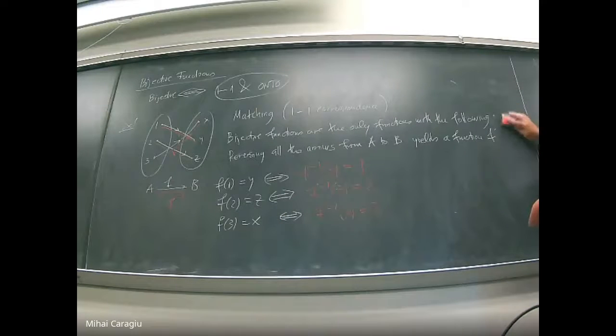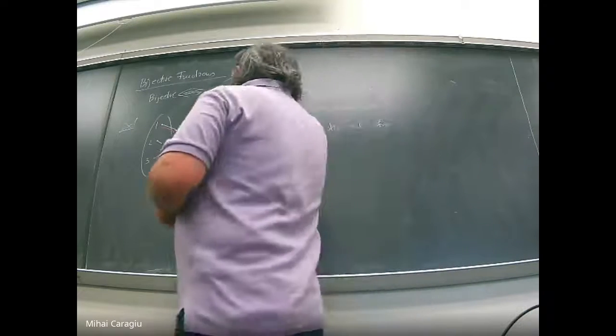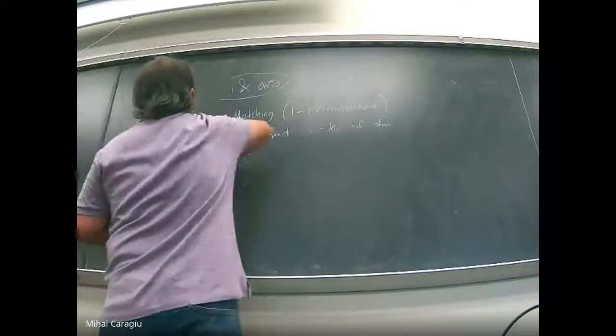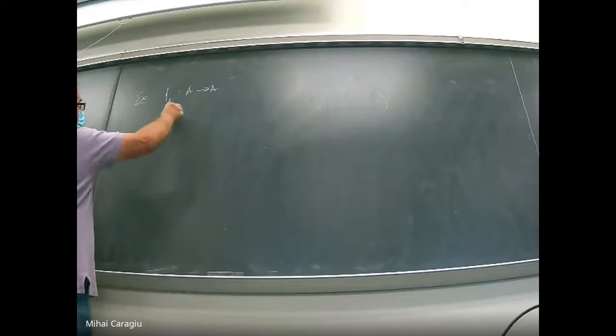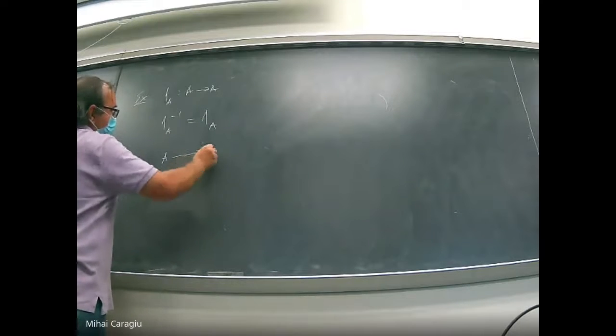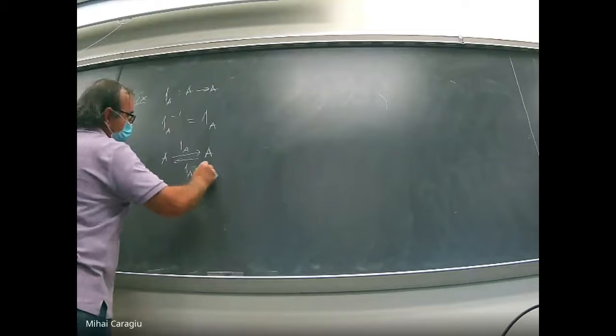Okay, so a quick example, the identity function is invertible and the inverse of the identity is itself. The identity function from A to A is its own inverse. So from A to A, the identity function and the identity function inverse, they are the same. Like in this case.